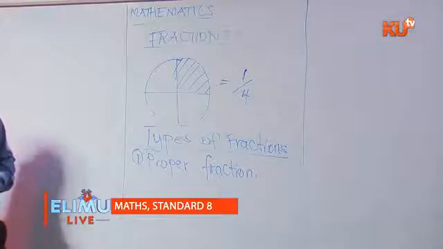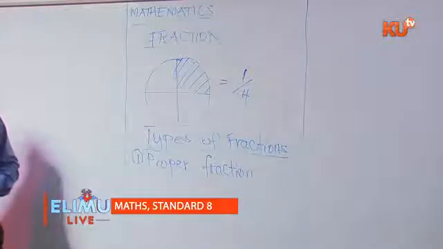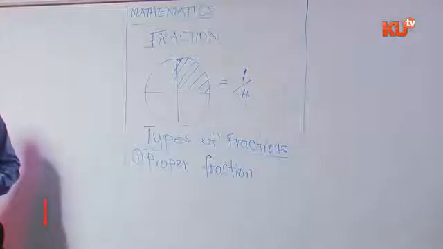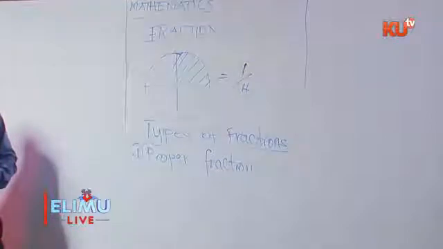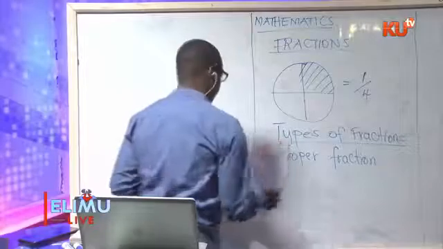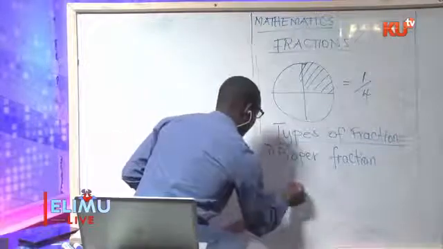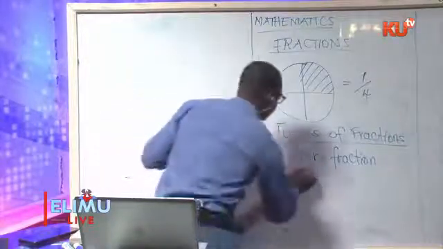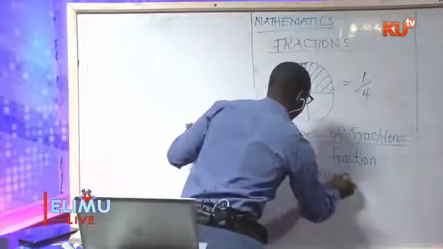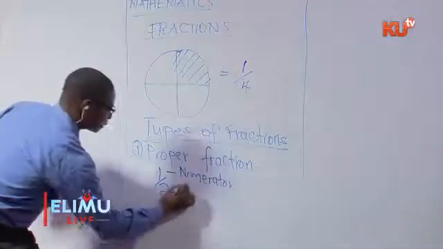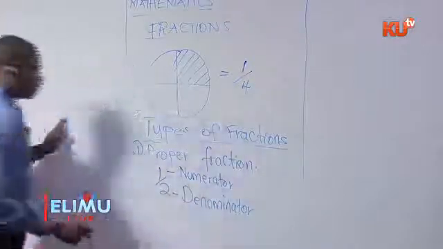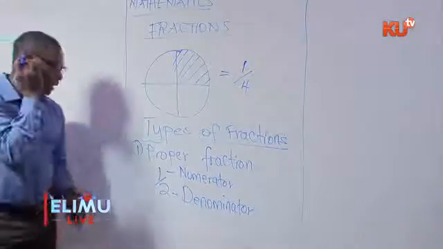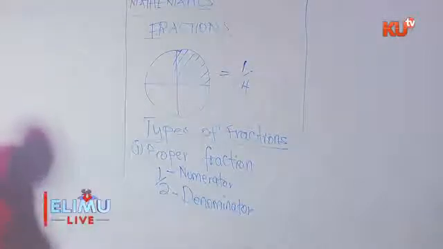For an example of a proper fraction, we can have a half. A half is an example of a proper fraction whereby 1 is smaller than 2. Therefore, that is an example of a proper fraction. The number that is up is called the numerator, while the number that is down is called the denominator. So with a proper fraction, the numerator is smaller than the denominator.